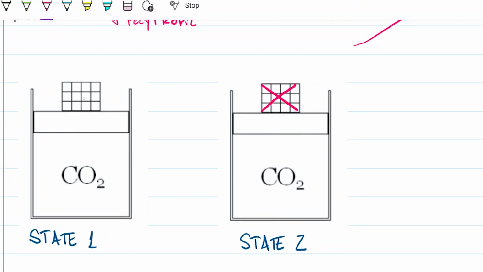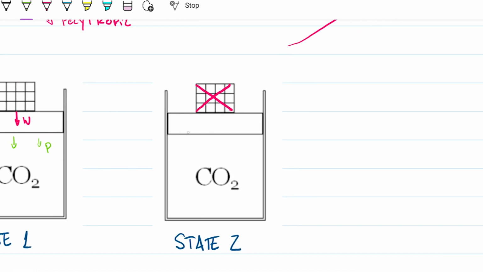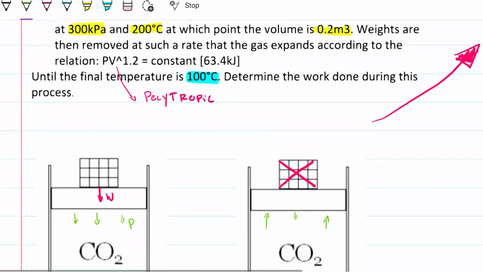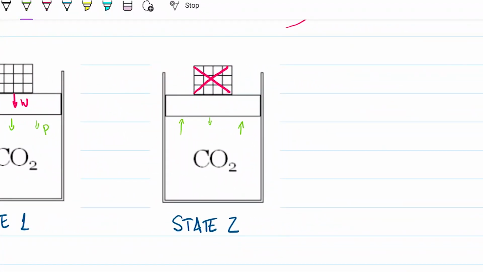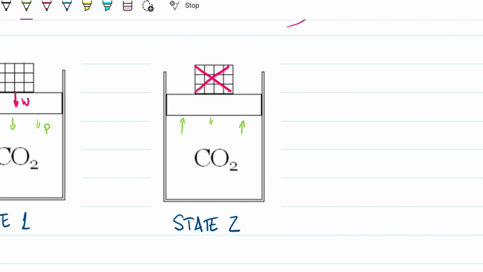Well, if I have the weight in there, I have the weight pushing down, which means that this CO2 has a certain pressure being applied to it. Once I remove this weight, I'm removing some of that pressure, so now I'm going to have, let's say, half of the pressure. This means the pressure inside is greater than the pressure on the outside, so the gas can now expand. This being a piston cylinder device, the gas will expand. As it expands, it's using up its energy, so we expect its temperature to drop, and indeed it does, from 200 Celsius down to 100 Celsius.